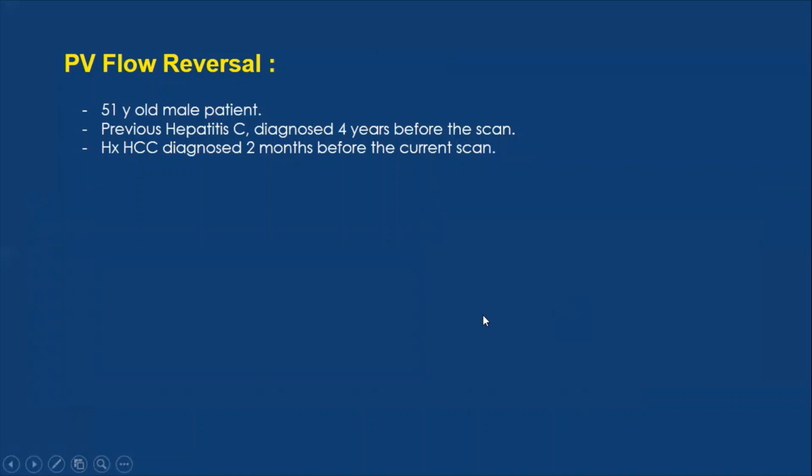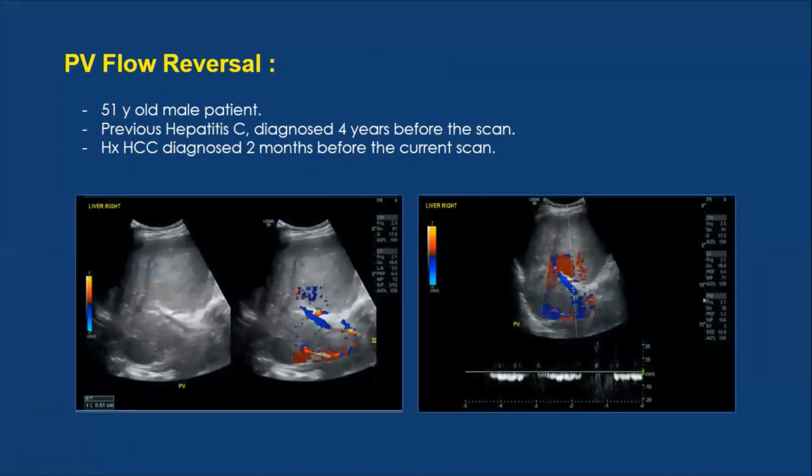The next patient is a 51 years old male. He has previous hepatitis C, diagnosed 4 years before the scan. He has a history of prostate carcinoma, diagnosed 2 months before the scan as well. The scan was done by one of my colleagues, sonographers. He is using a very nice technique. In this case also there is flow reversal, it's blue, as we can see here.